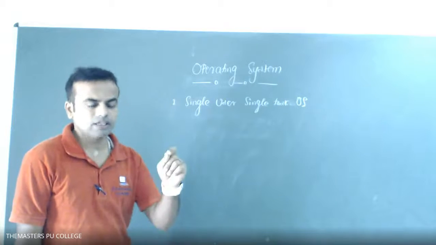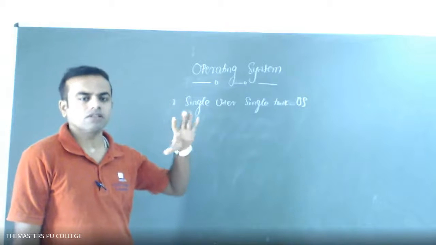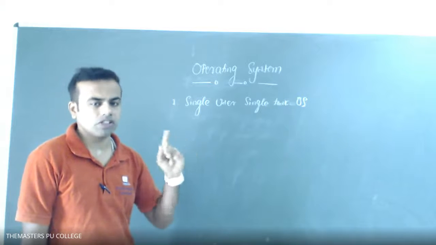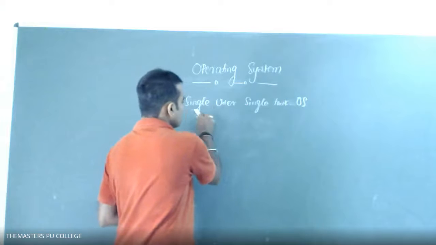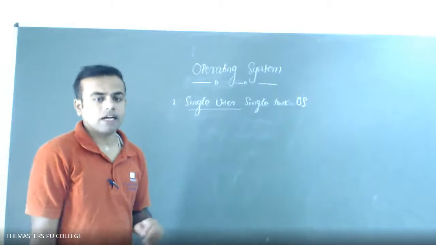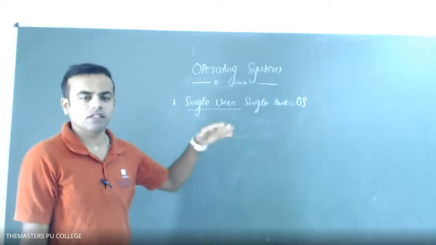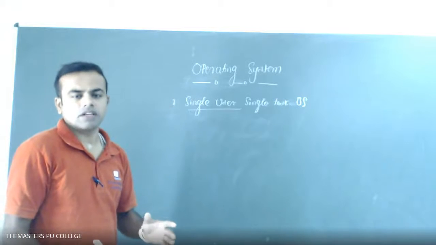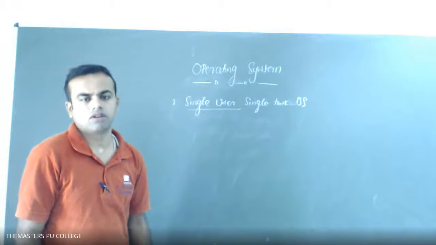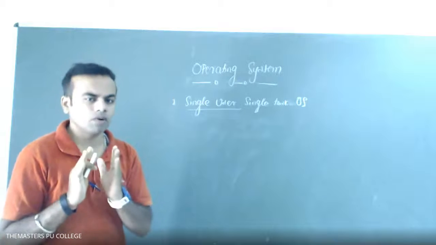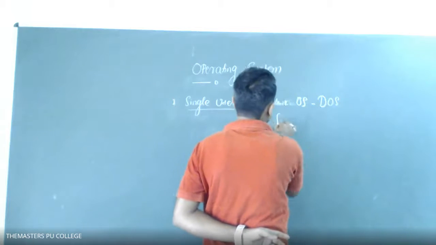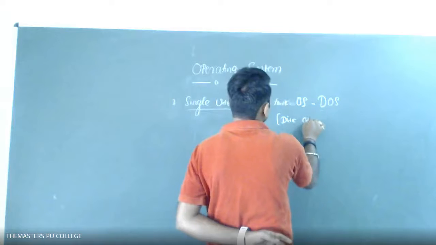Depending upon the size, speed and memory, we will go with the micro and mini computers. First is micro. Microcomputers are single user systems, and minicomputers are multi user systems. Single user means only one person can work with the computer system at a time, and at that particular moment he can perform only one task. The best example is disk operating system, which I'll call DOS, nothing but disk operating system.